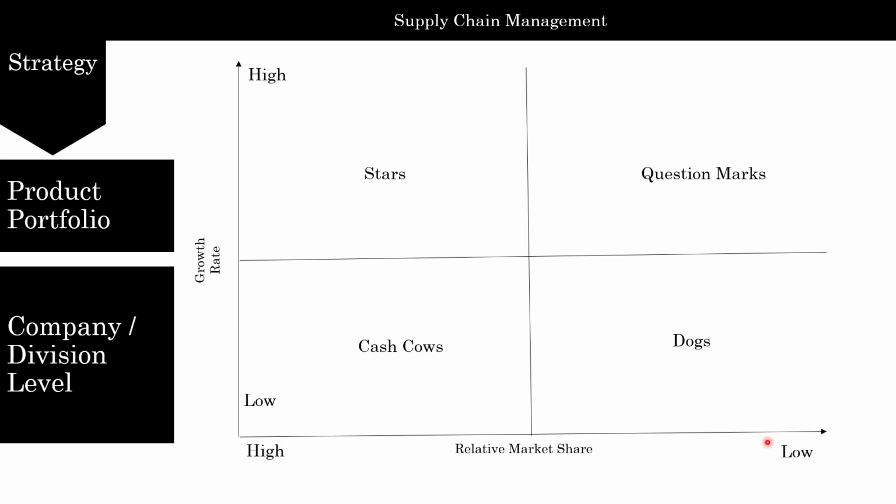If the company has a low market share and low growth rate, this is called a dog, and the company might want to divest of some of the products in this company.